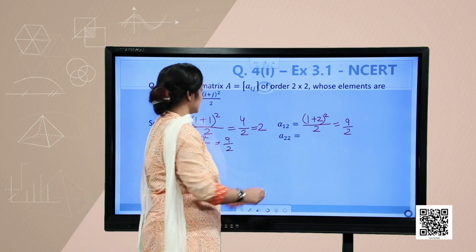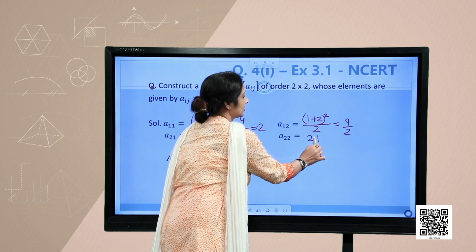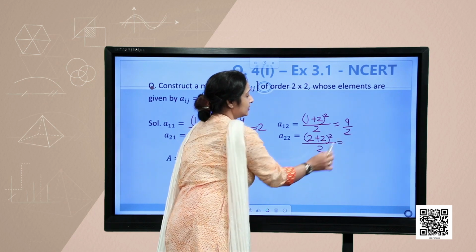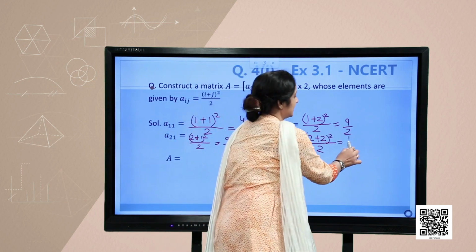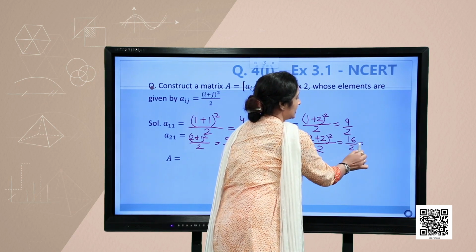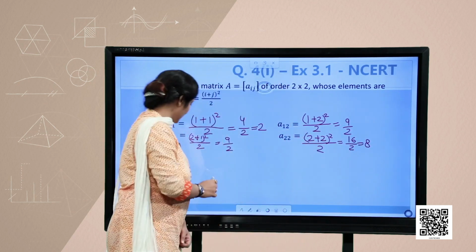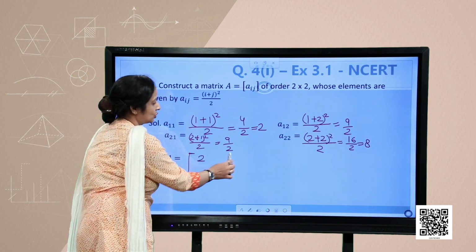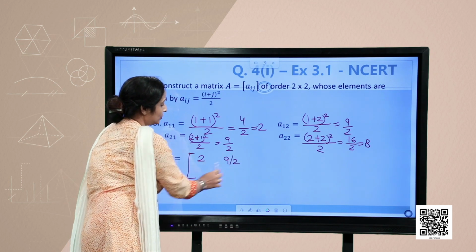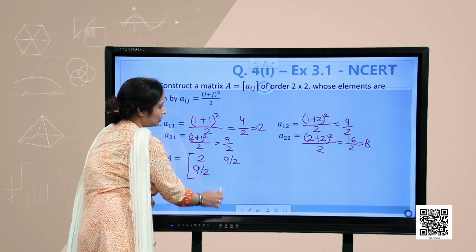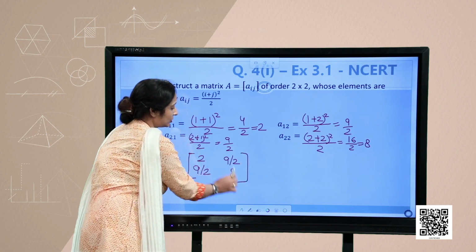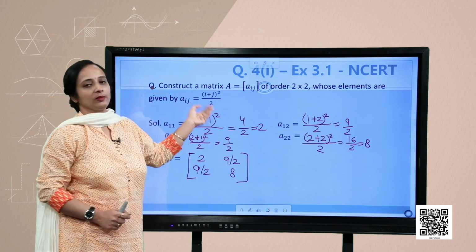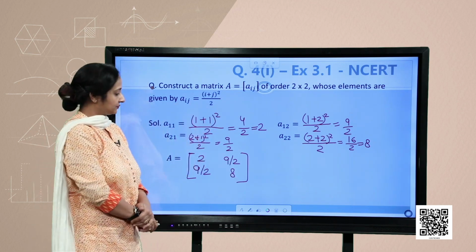Then the last element is A22. This is 2 plus 2 whole square divided by 2. This is 4 square, 16 by 2. It is 8. So if you have to write the matrix, write down these numbers like this: 2, 9 by 2, 9 by 2 and 8. So this becomes matrix A of the required order 2 by 2 using this formula for construction of its elements.